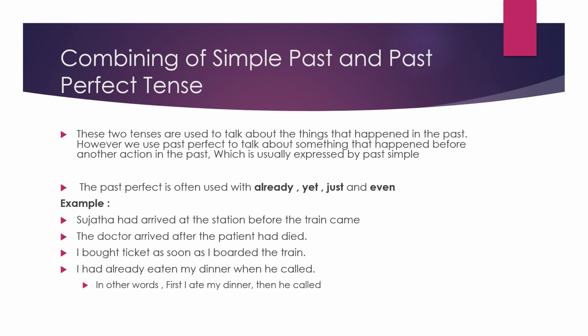Now let us see how to combine two sentences using simple past tense and past perfect tense. These two tenses are used to talk about things that happened in the past. However, we use past perfect tense to talk about something that happened before another action in the past, which is usually expressed by simple past tense. The past perfect is mostly used with already, yet, just, and even, and also with linkers.